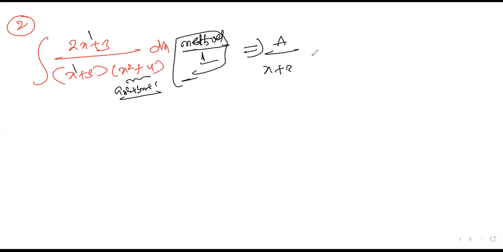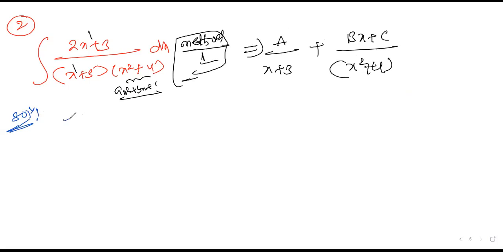A by (x plus 3), and what is the next term? (Bx plus c) by (x square plus 4). Okay? See, (bx plus c) by (x square plus 4), because it's a second order quadratic. Now let us take the solution. Our aim is to find out the values of A, B, C.